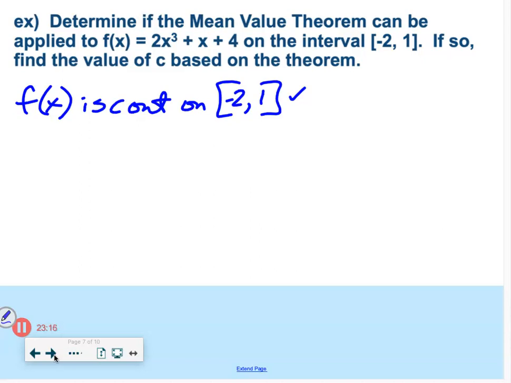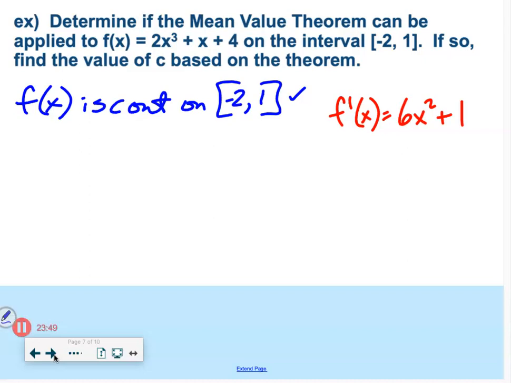All right, how do we know for sure it's differentiable? What should we do? Differentiate it. Lucas, what's the derivative? 6x squared plus 1. Very good. Is that derivative ever undefined? No. Then the function is differentiable.